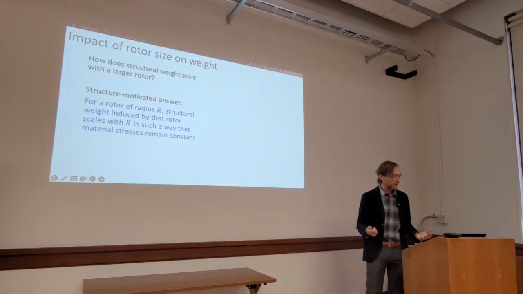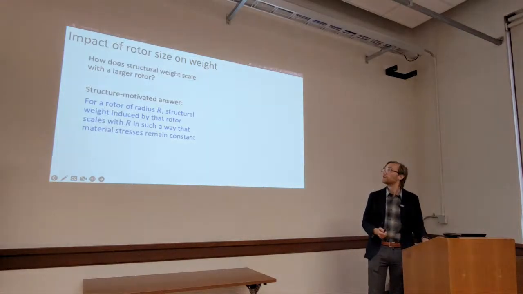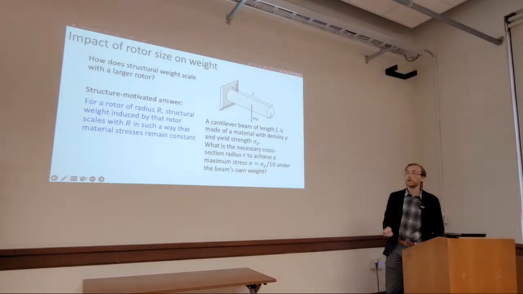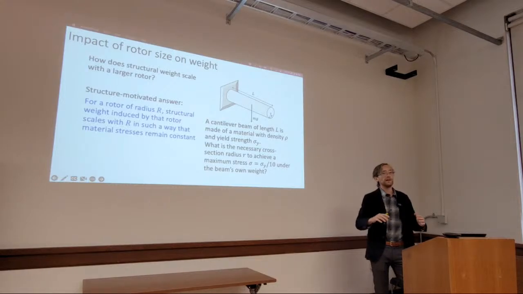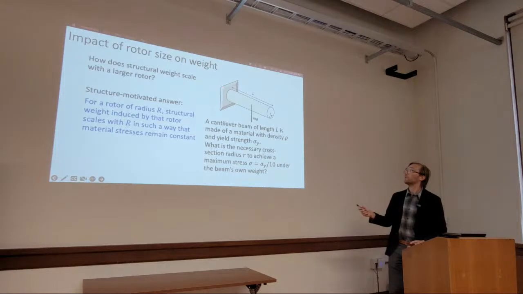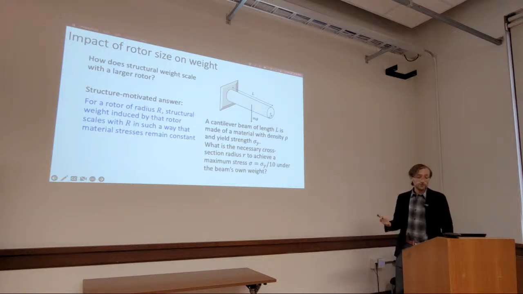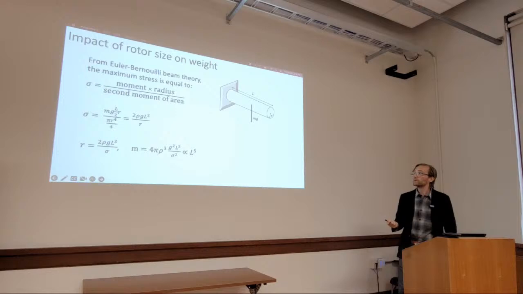And so a simple example to see how that would work, here I'm doing a little bit of structural mechanics. We have a cantilever beam that you can see here. And we imagine we have a prescribed length. And we ask the question, what is the radius that we want so that we maintain the maximum stress in that beam under its own weight at a given level, as a function of the length of the beam. So we can use Euler-Bernoulli beam theory to do that.